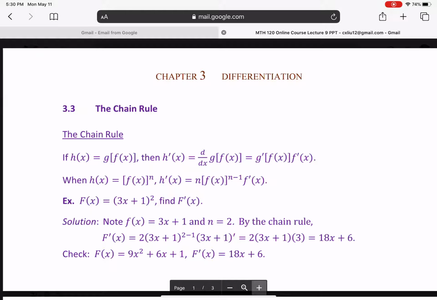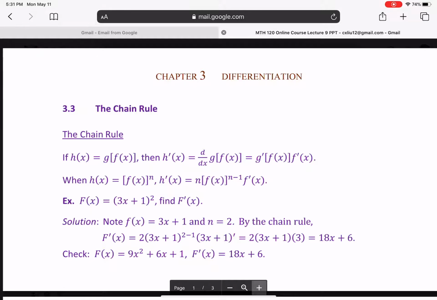Suppose h is a composition of two functions, g and f. So h of x equals g of f of x. Then the derivative of h with respect to x, h prime, equals g prime times f prime. So you need to take the derivative of both g and f and multiply them together.